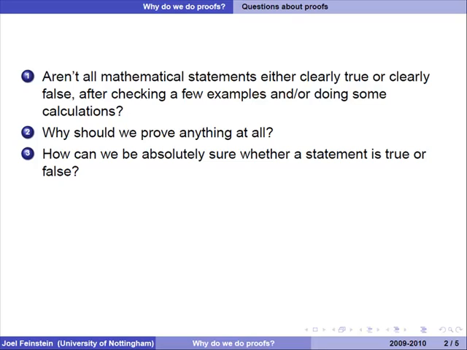How can you ever be absolutely sure whether something is true or false? Couldn't there be some special case you've missed? Well, if you've got a proof that you're absolutely sure covers every case, that's a pretty convincing way to help you be sure that something is really true.